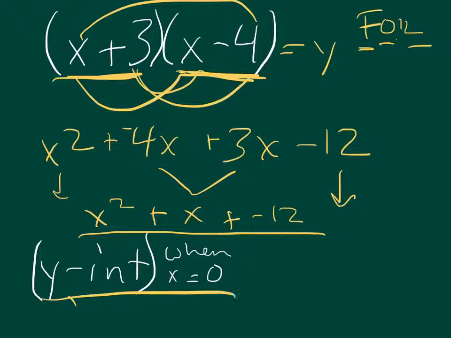As we see, we're looking for y-intercepts when x equals 0. So all I simply do is plug in 0 for x. And I find 0 squared equals 0, plus 0 equals 0, plus negative 12 equals negative 12. Therefore, my y-intercept is negative 12.